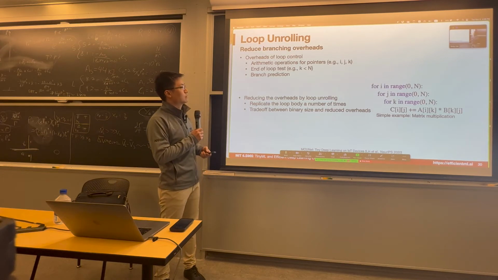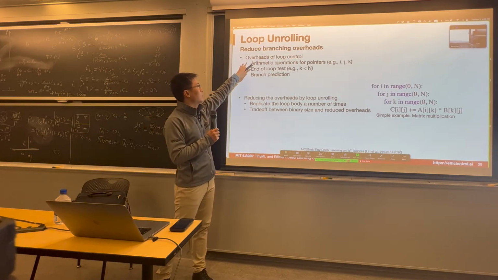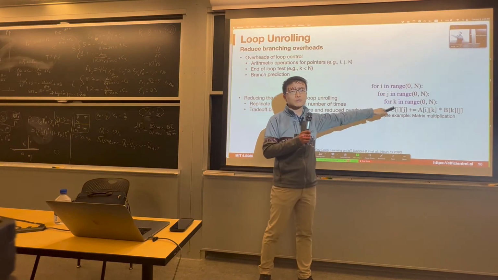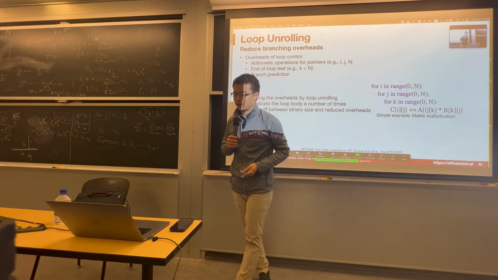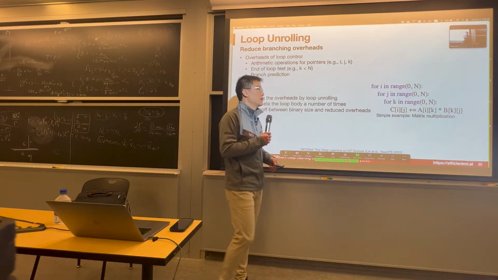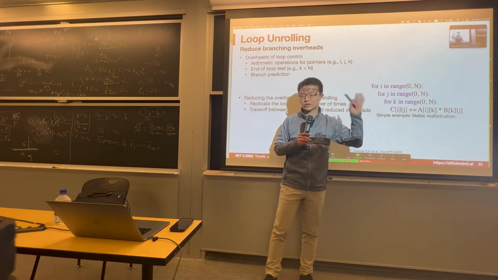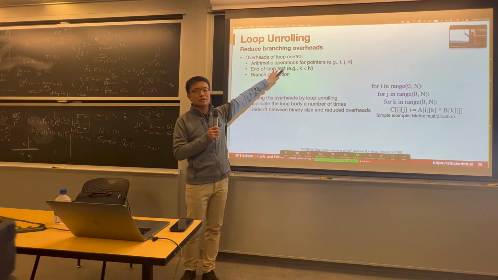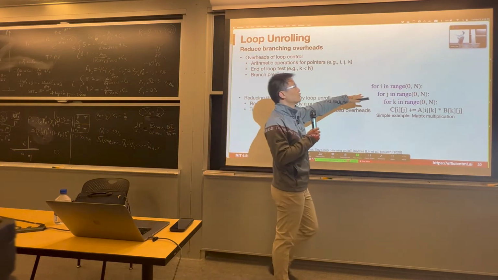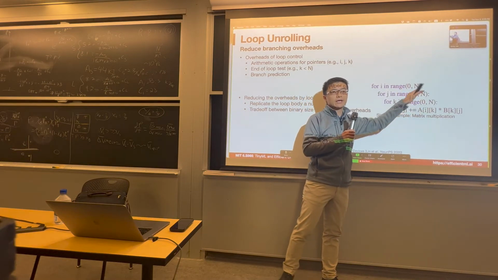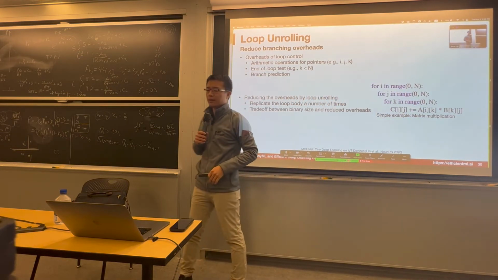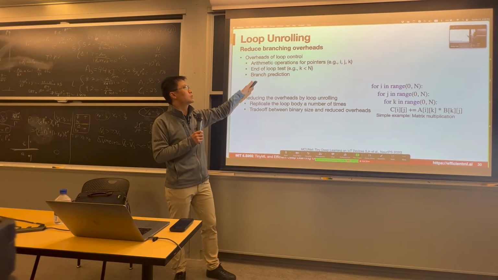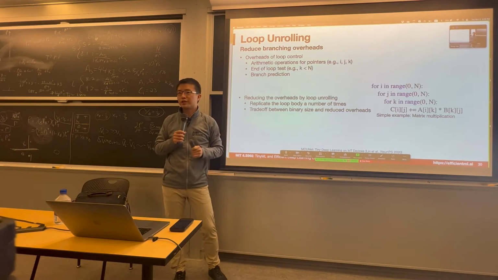So what is loop unrolling? Given a piece of code that has 3 for loops, what is the overhead compared with having just the instructions without any for loop? We have to deal with the pointers. We have to check the boundary for i, for j, for k, whether it's smaller than n. We have to do the loop tests. We have to manipulate the pointers, and also we have to do branch prediction.